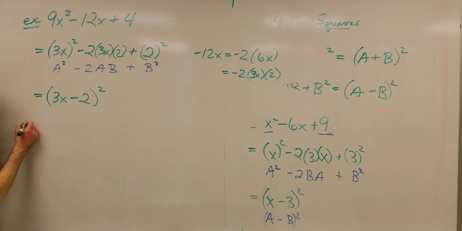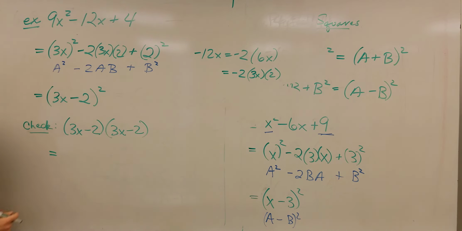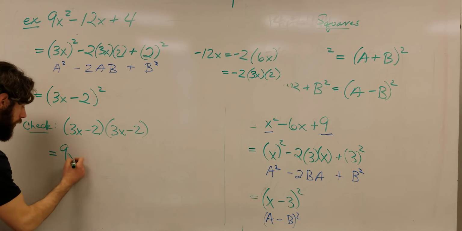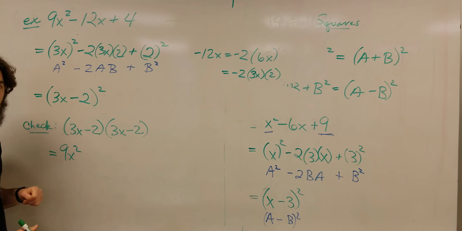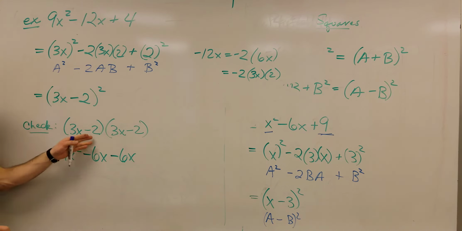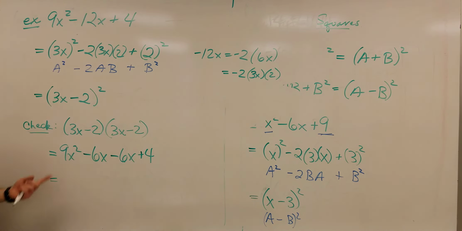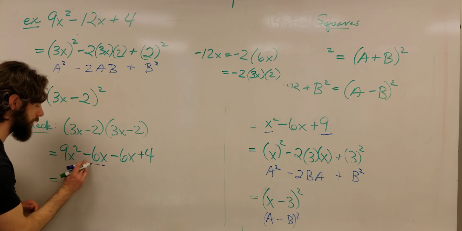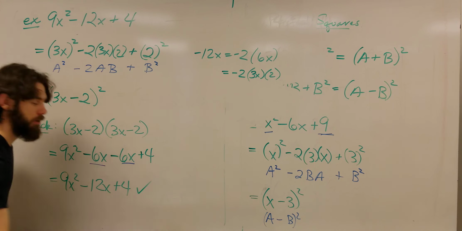Okay, and of course, we can always check this by using FOIL. So go ahead and 3x minus 2 times 3x minus 2. We get first times first, 9x squared. Outside terms gives us 3x times a negative 2. That's a negative 6x. Inside terms, negative 2 times 3x, another negative 6x. And then negative 2 times negative 2 is positive 4. And then if we simplify by combining the like terms, so we're going to combine our minus 6x, our minus 6x. We get 9x squared minus 12x plus 4. Back to the original.